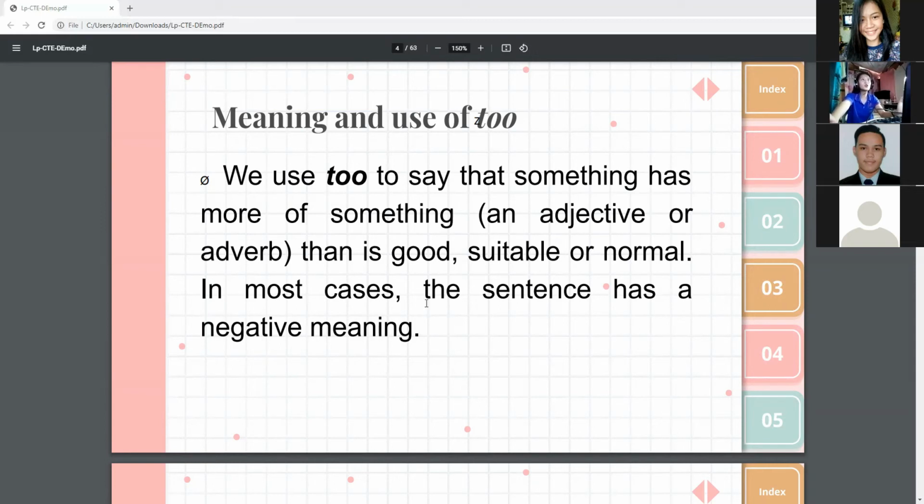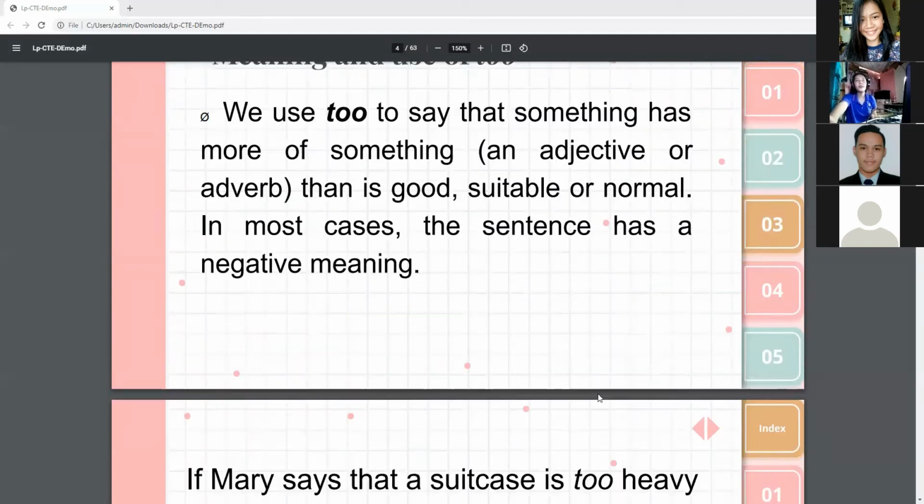So "too" is usually used to suggest negative things. When we use "too", it indicates a negative meaning. It's more than what is wanted or needed. That's why it indicates a negative meaning. Okay, do you guys get it? Yes, ma'am. It's like too much.